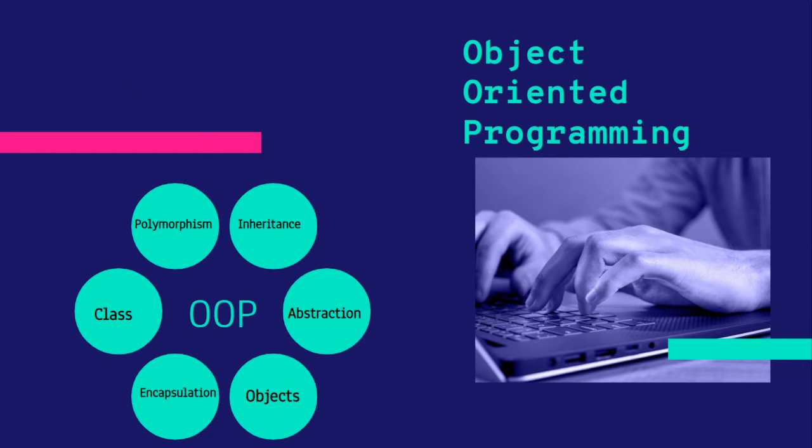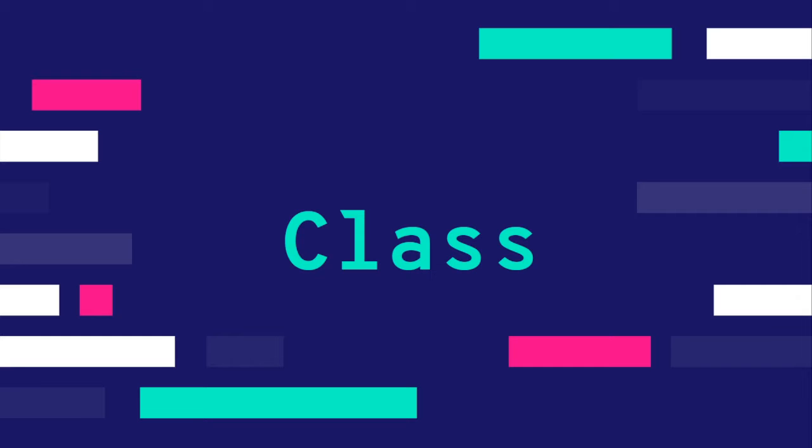So, object-oriented programming has all these concepts like polymorphism, inheritance, abstraction, objects, encapsulation, and class. Ngayon, i-discuss natin kung yung mga examples nitong mga nasa circle natin, yung umiikot sa OOP, para masabi natin na yung program natin ay object-oriented. First of all is class na napag-usapan na natin sa previous video.